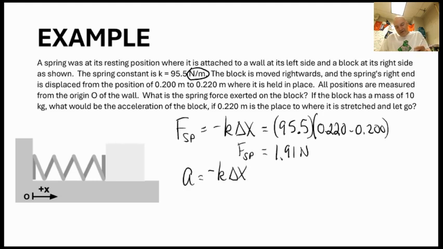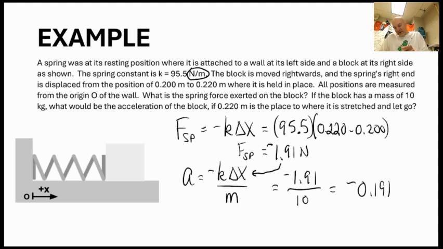we just derived the acceleration equation, right? Negative K delta X over M. Well, that negative K delta X is actually the 1.91 newtons we just had, okay? And we're told there's a 10 kilogram block attached to it. In fact, I forgot the negatives. They may say magnitude of the spring force or the magnitude of the acceleration, so it's not a big deal that we didn't write it in originally. So we're going to do negative 1.91 divided by 10. And that's going to give us an acceleration of negative 0.191 meters per second squared.